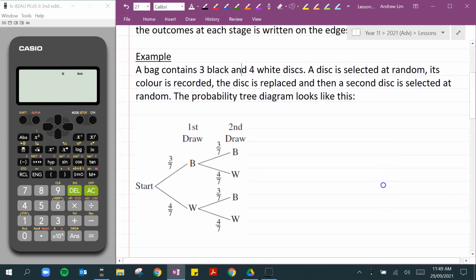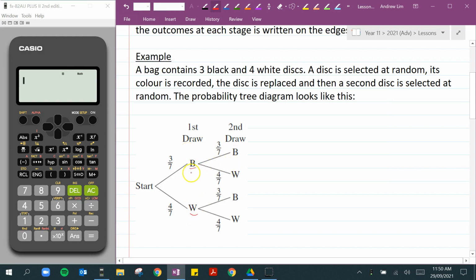For example, a bag contains 3 black and 4 white discs. A disc is selected at random, its color is recorded, the disc is replaced, and then a second disc is selected at random. The probability tree diagram looks like this. So here we've got our start. I wouldn't even bother writing that word. And here we've got our first draw. We either get a black or a white disc.